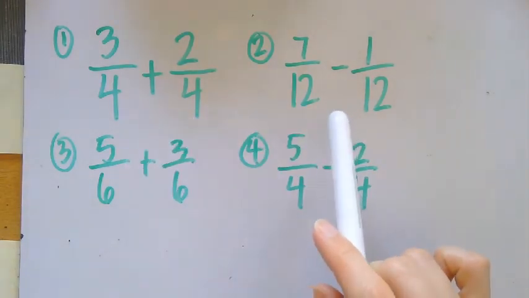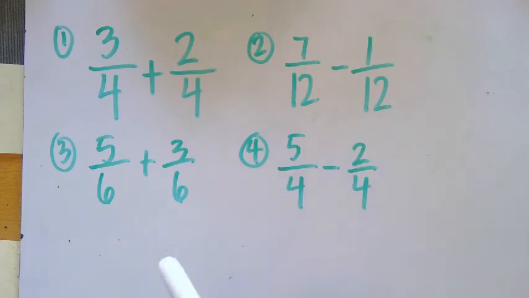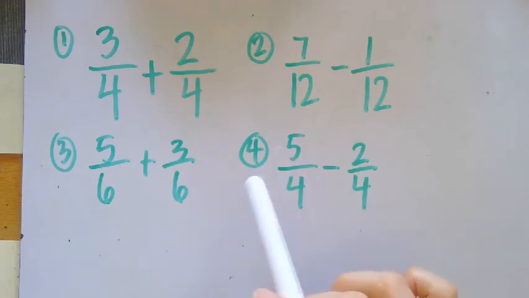Number 2, 7/12 minus 1/12. Number 3, 5/6 plus 3/6. And finally, number 4, 5/4 minus 2/4. Okay, make sure you write the problem, show your work. And if you have questions, you know what to do.